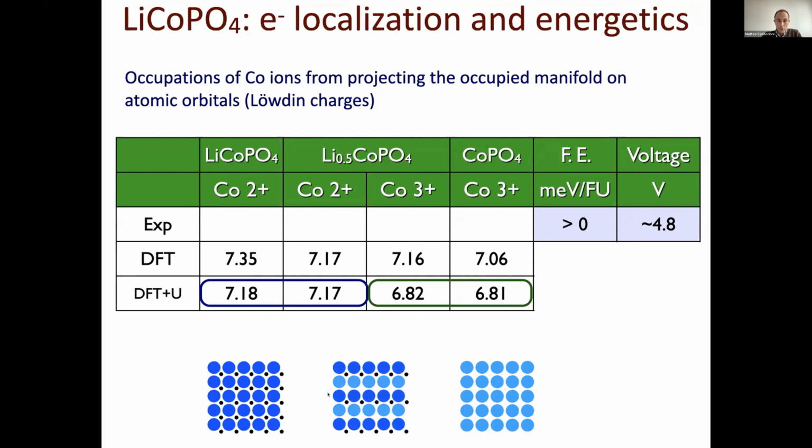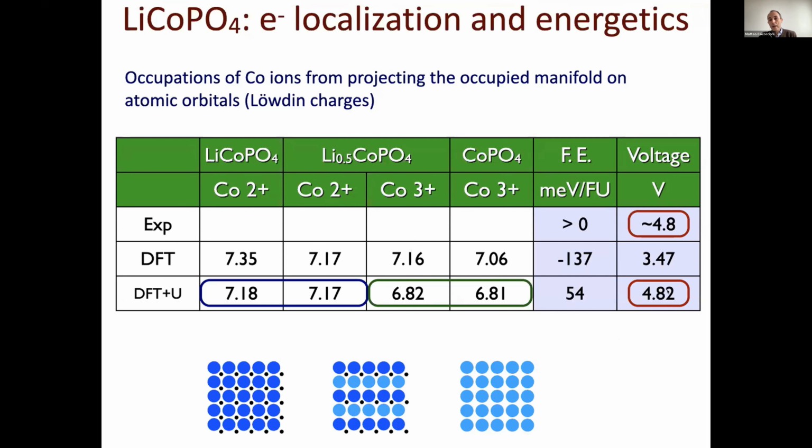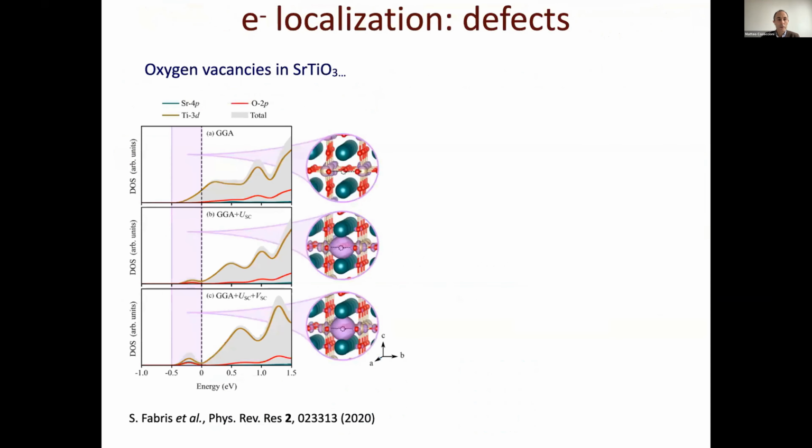So in the cartoon language, of course, we have an ordered phase of 2+ and 3+, and we should have a positive formation energy for these states compared to the linear combination of the energy of the two. And that's exactly what we get. Most notably, we get a much better approximation for the average voltage of these systems that amounts to 4.82 compared to 4.8 from the experiment. So it does work in a very good way.